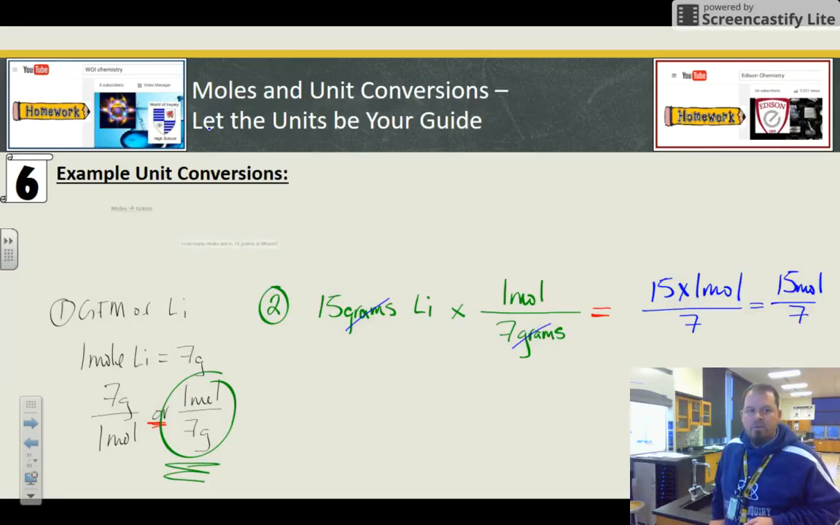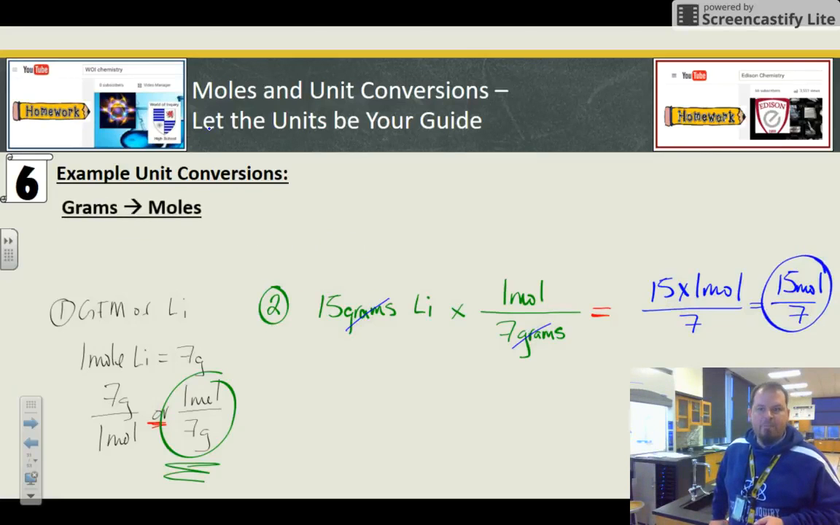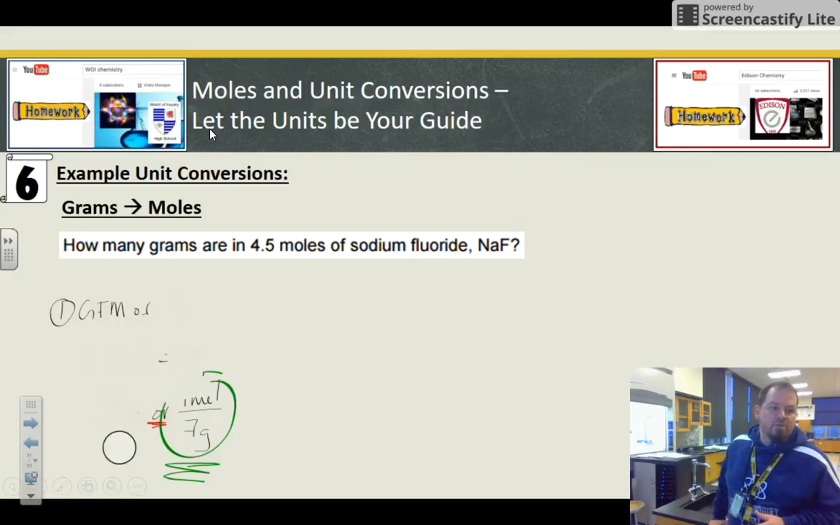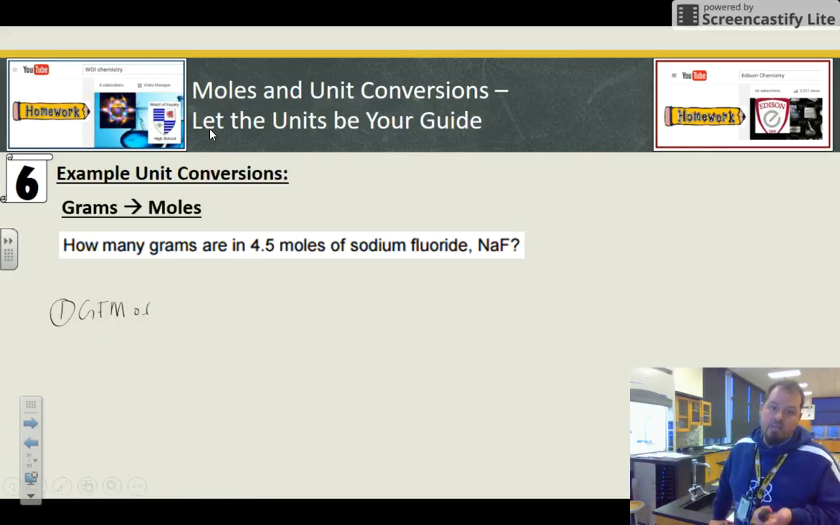Okay, so good. Now we're going to go from grams to moles. We're going to use a whole different set of scenario for you guys to see what's going on. Now we're going to deal with NaF. So lithium was easy, it's just one element. Here we got to calculate the gram formula mass of NaF.